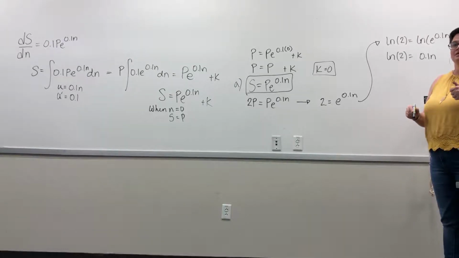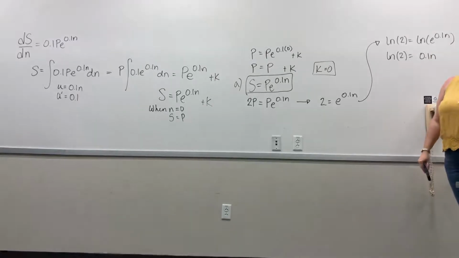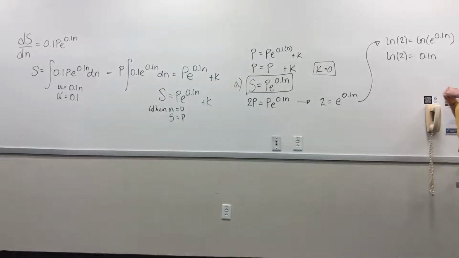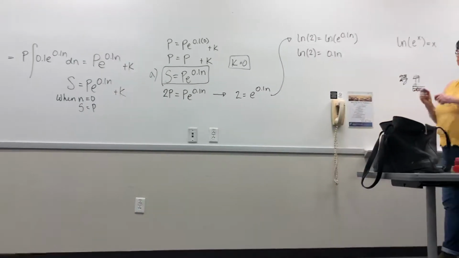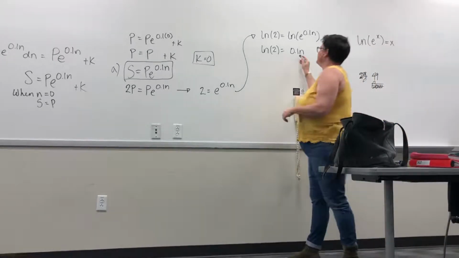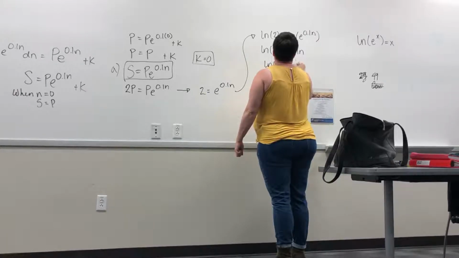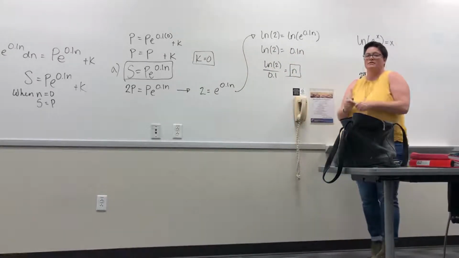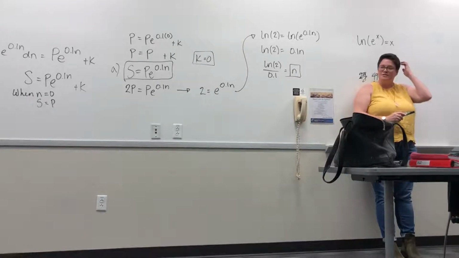Then take the natural log of both sides, because that allows you to solve for n. What I'm using here, Caitlin, is natural log of e to the x equals x, and that's on your tattoo. Now what do I divide both sides by to get n by itself? Yep, natural log of 2 divided by 0.1 equals the amount of time it takes to double. You can do that in your calculators. Questions?